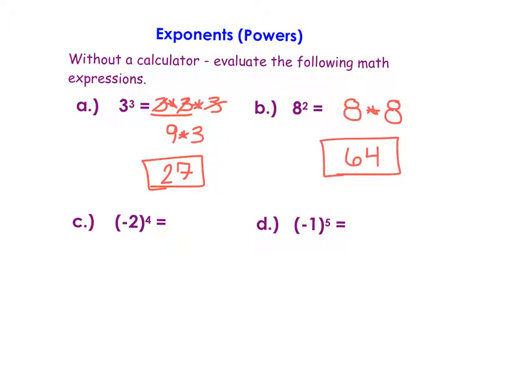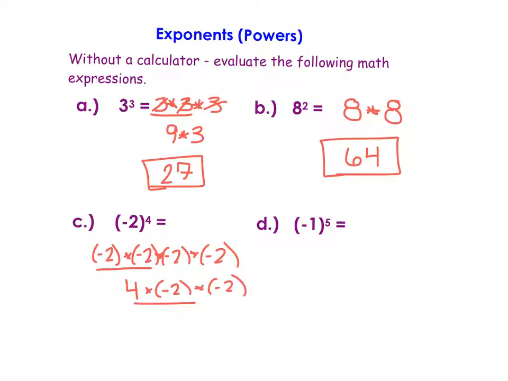Then here, negative 2 to the power of 4, so I'm going to write negative 2 times negative 2 times negative 2 times negative 2. And then again I evaluate from left to right. So here I start with these two negative 2's. A negative 2 times a negative 2 is a positive 4. And then from here, well, 4 times negative 2 is a negative 8. And negative 8 times negative 2 is a positive 16.